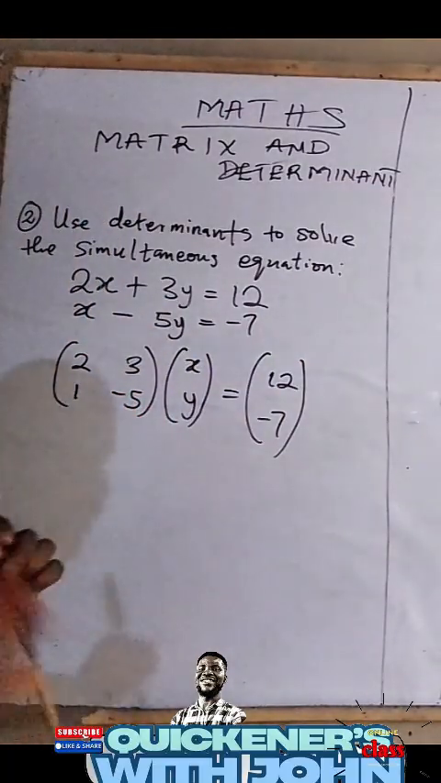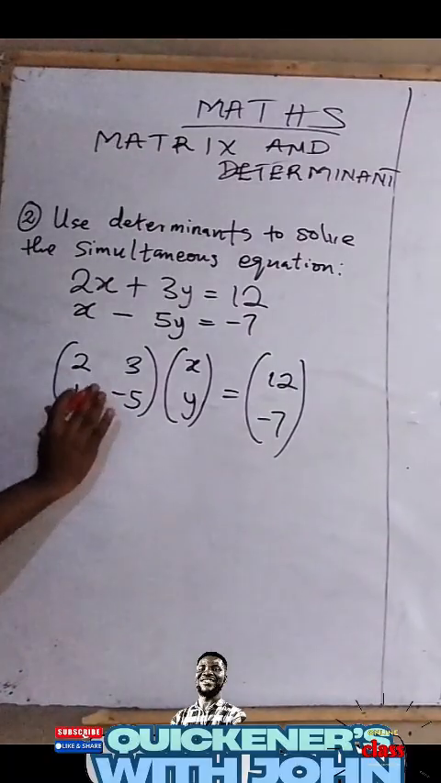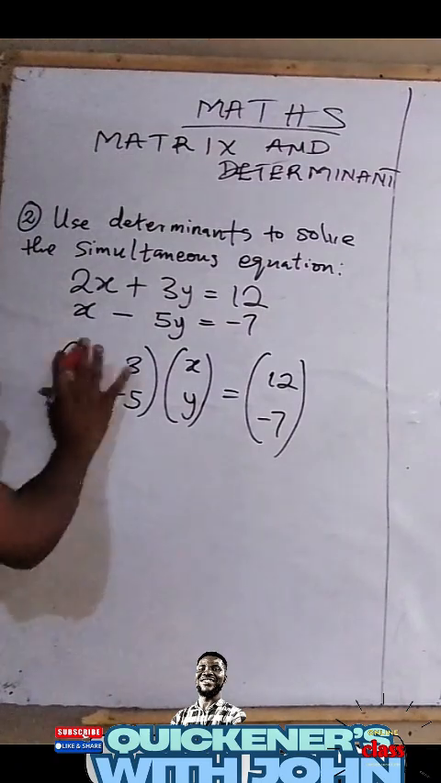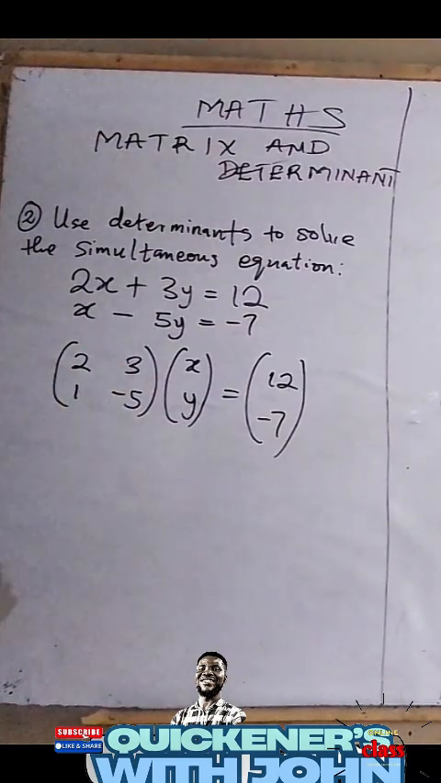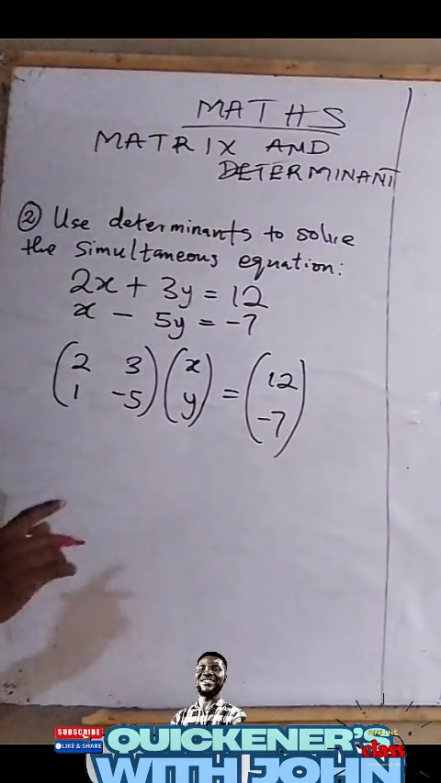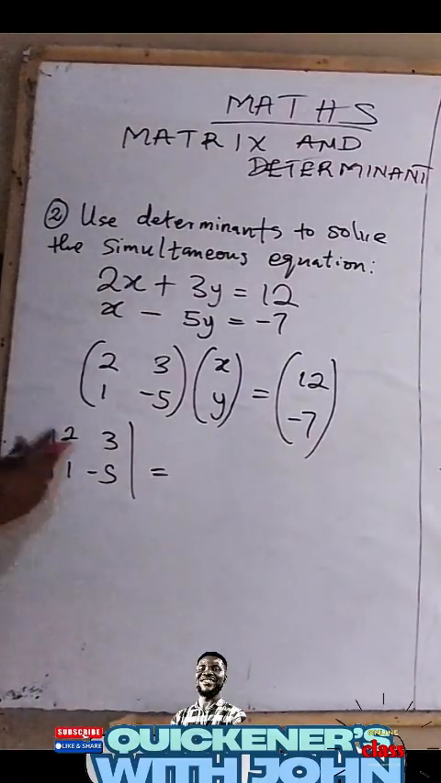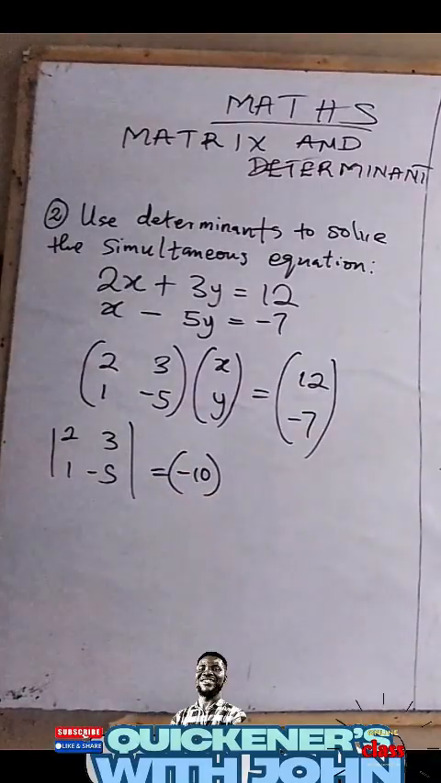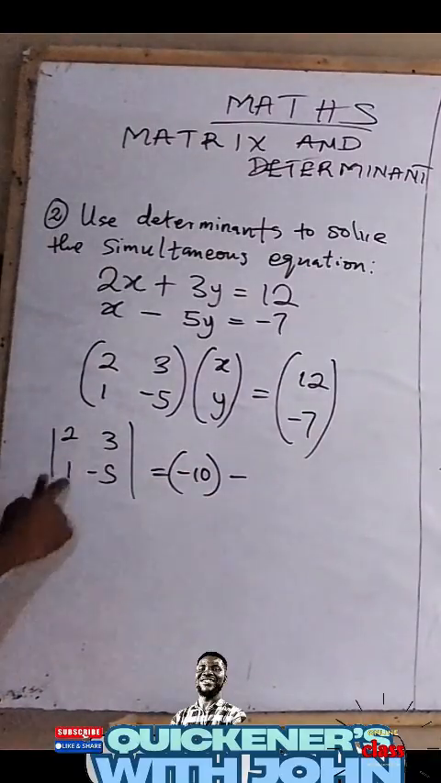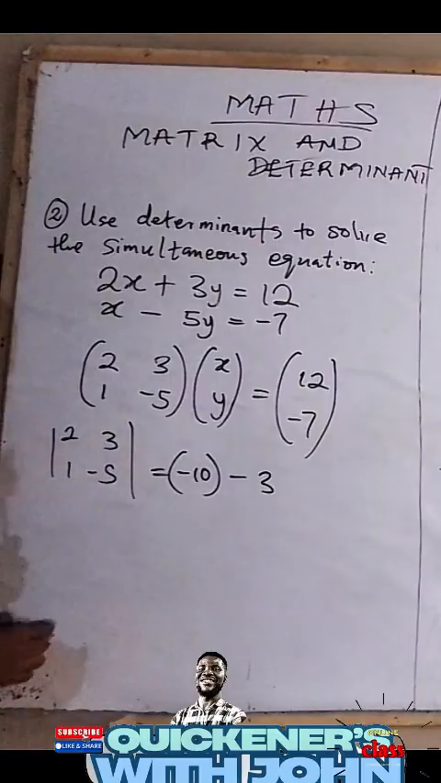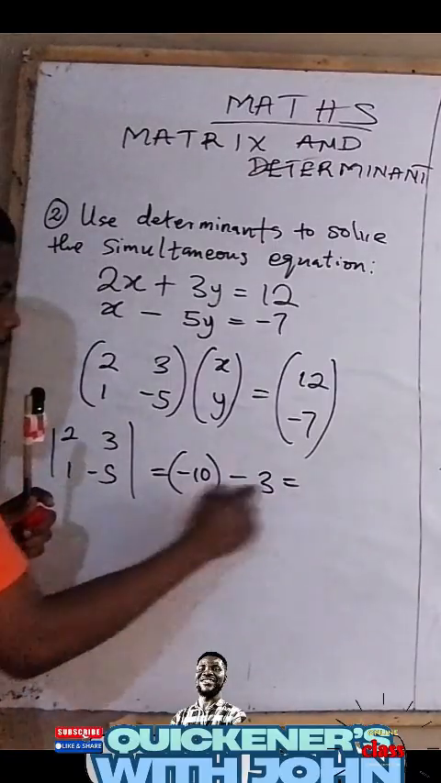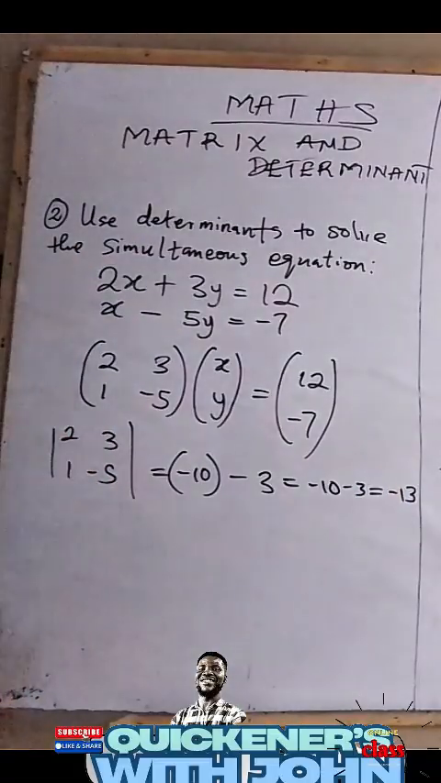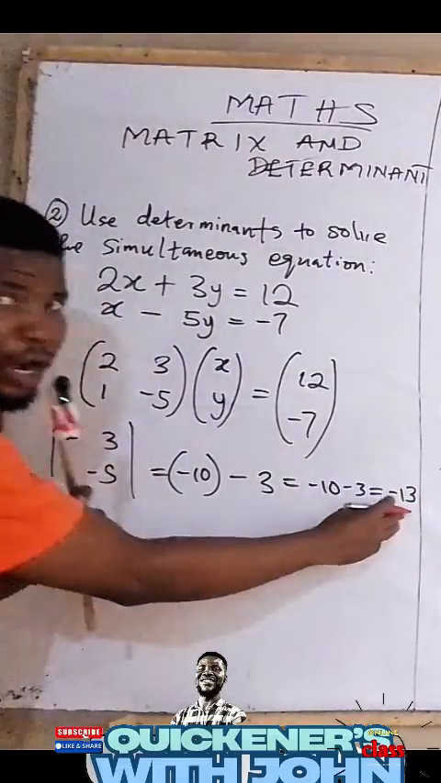Okay, so the first thing is we are going to get the inverse of this matrix. How do you get the inverse of this matrix? First, let's get the determinant. We have 2 times minus 5, that's minus 10. Are you with me? Okay? Then minus 3 times 1, that is 3. Can you see that now? So we have minus 10 and minus 3. That would give us minus 13.